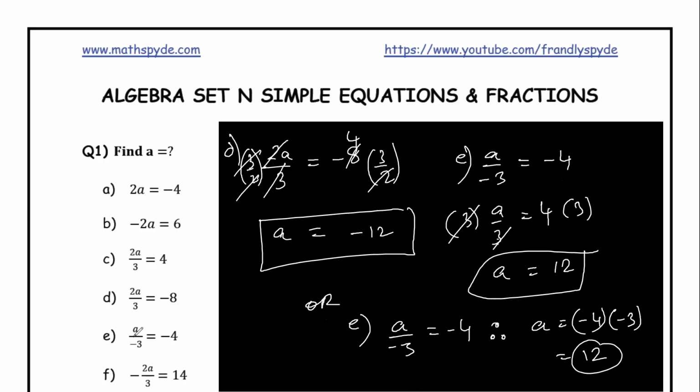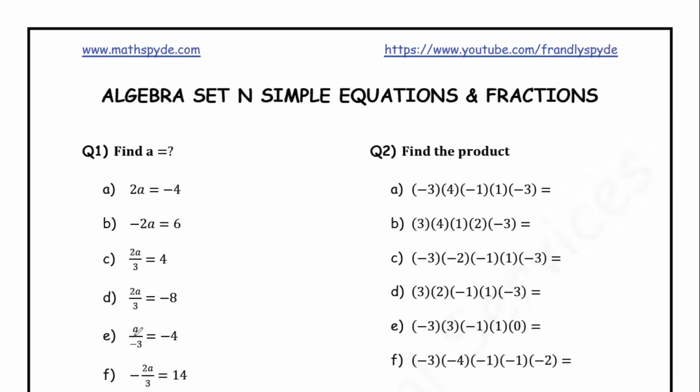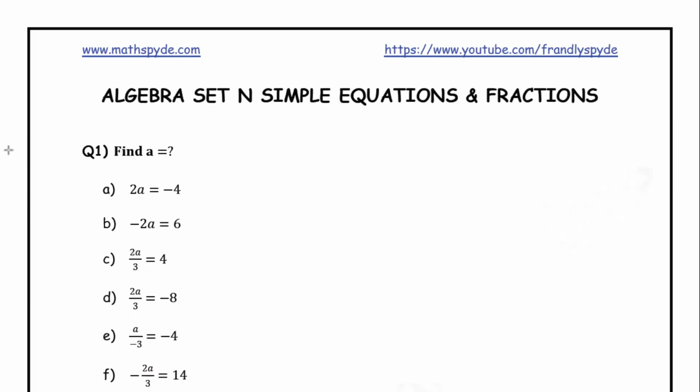So out here, you got to remember the rule that if you have a multiplication of negatives, two negatives is a positive, right? So even number of negatives is positive, odd number of negatives is a negative.